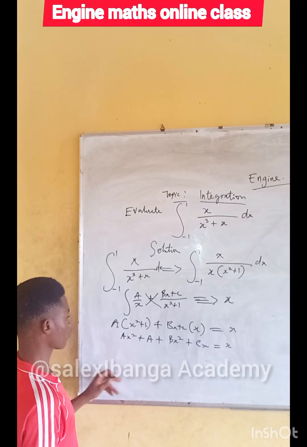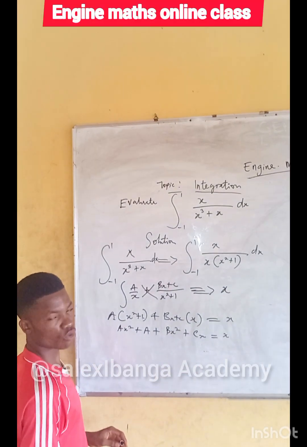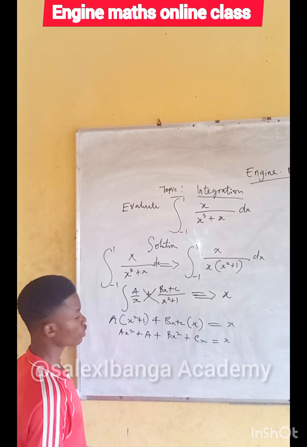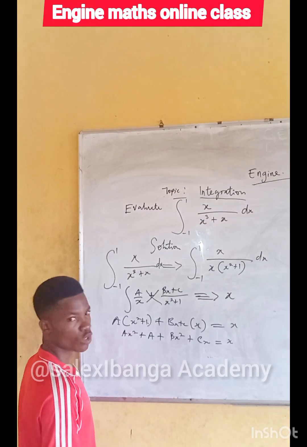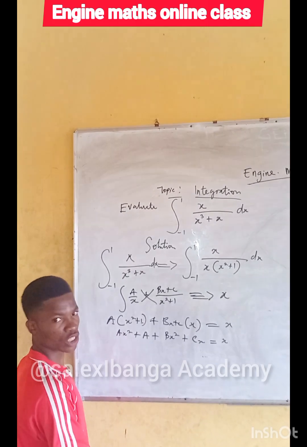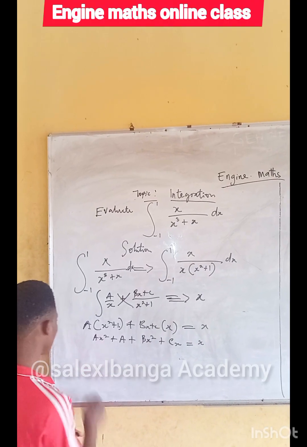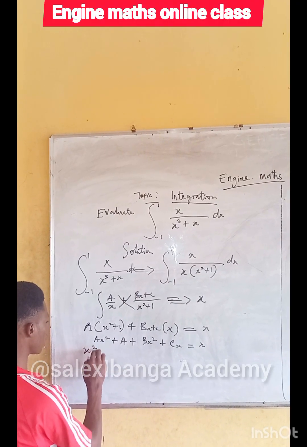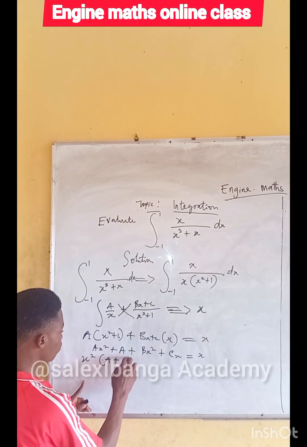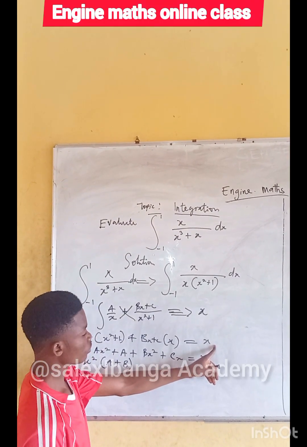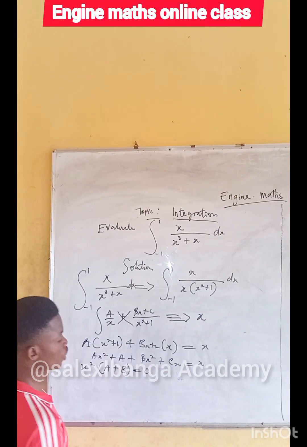To get the values of A, B, and C, I will apply the comparing coefficient method: x squared to x squared, x to x, constant to constant. I have x squared at A and also at B, so I quickly factorize. Comparing the coefficient of x squared, we have A plus B. Looking at the other side, there is no x squared, which means everything is equal to 0.